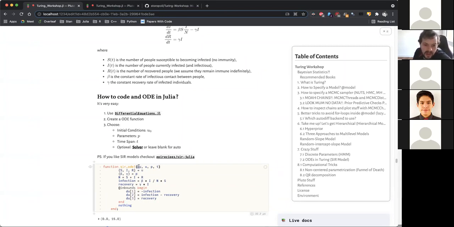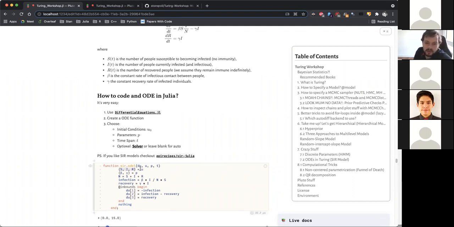And so I have a du, that's the standard notation: du, u, a vector p of parameters, and a time span t. So I unpack the vectors in tuples, and then I calculate our whole population by summing up the three possible compartments. And then I say, okay, infection is the beta times the infected divided by my population times the susceptibles. The recovery rate is the gamma times the infected.